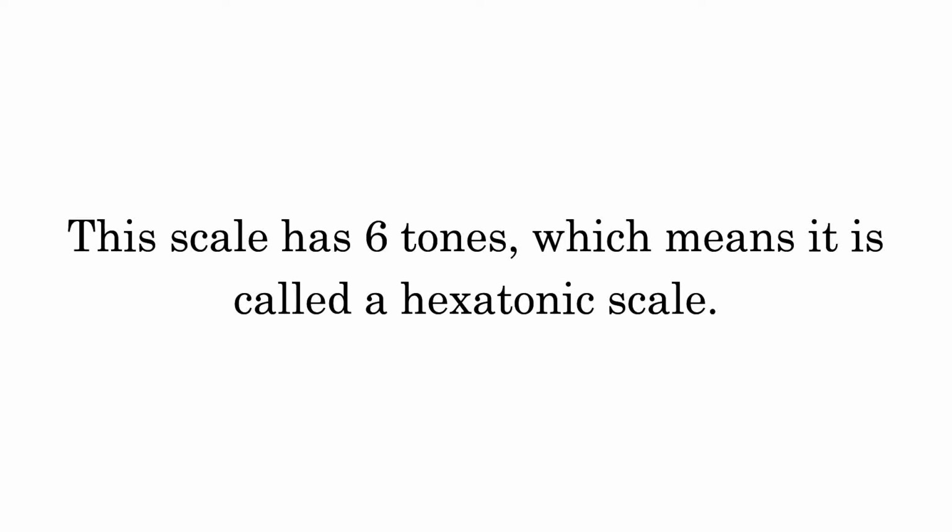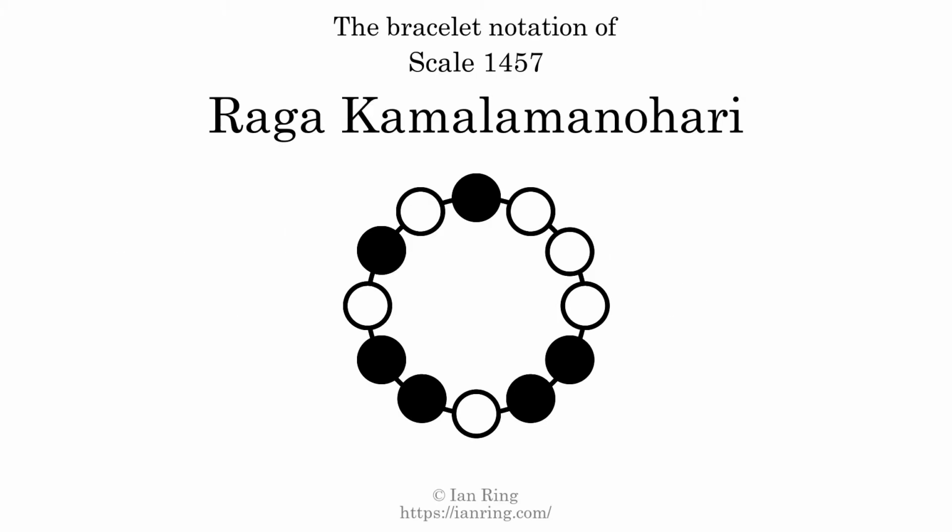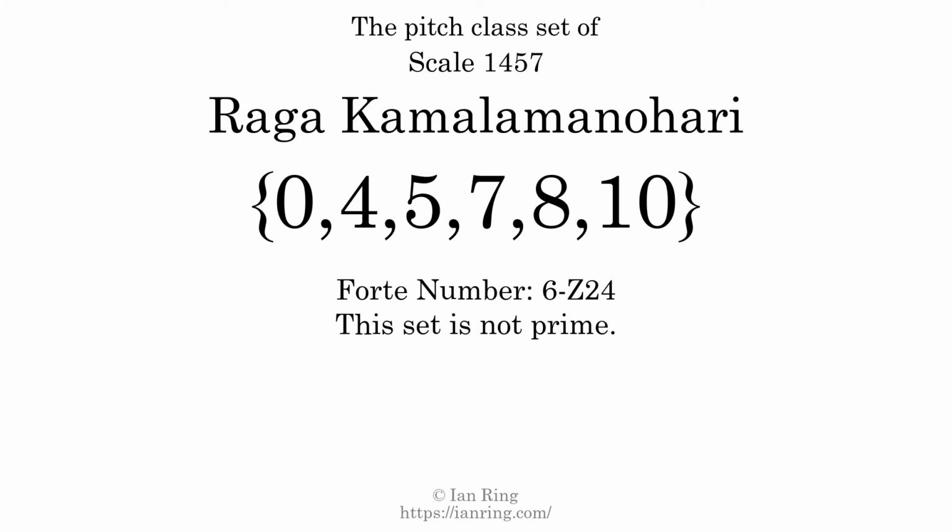This scale has 6 tones, which means it is called a hexatonic scale. This is a bracelet notation diagram of scale 1457. The shaded circles represent tones that appear in the scale, and they are read clockwise, starting at the top. The pitch class set for this scale is 0, 4, 5, 7, 8, 10.